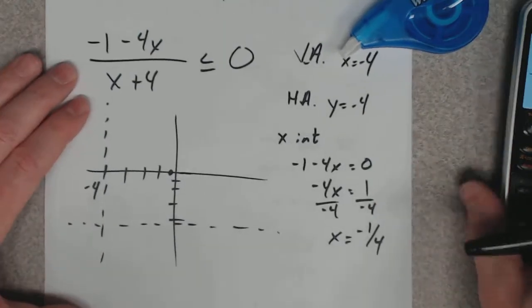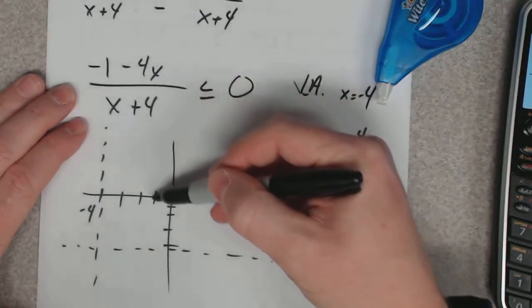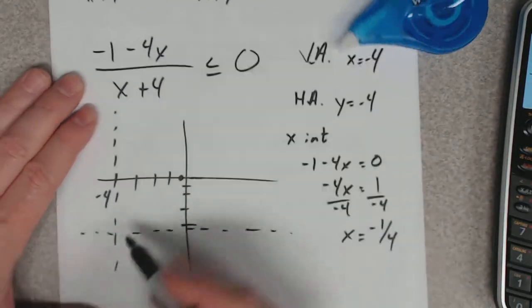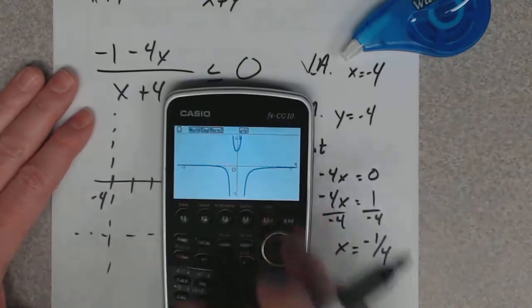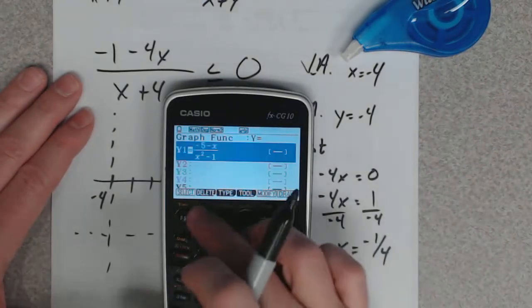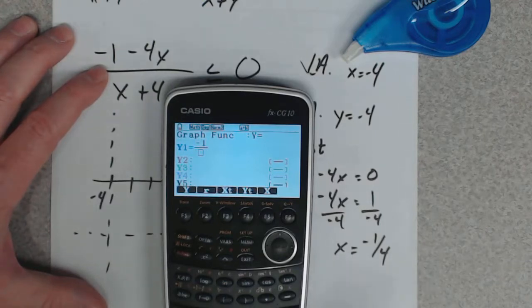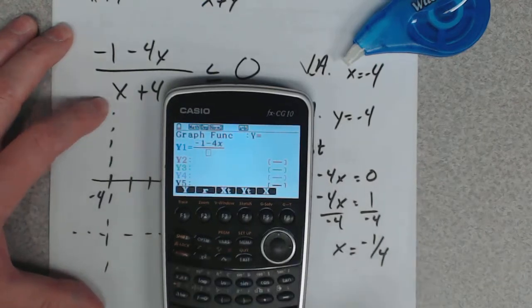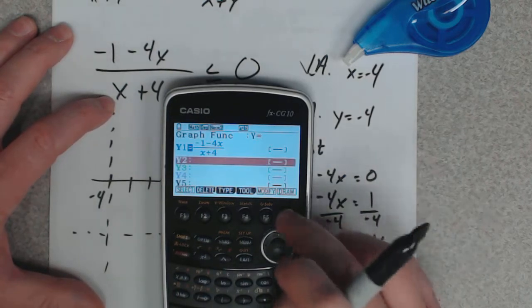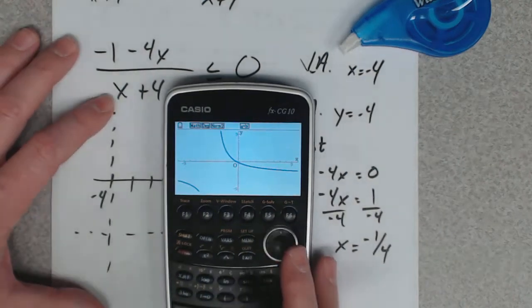Okay, now I want to graph it. I'm pretty sure it's going to come down through here. It's got to, because it's got to hit the x-intercept. It'll probably be down over here too, but I'm just going to make sure. Use the graphing calculator. We'll delete this. Type this in. So it's -1 minus 4x over x plus 4. Draw that. Yep, just like I said.